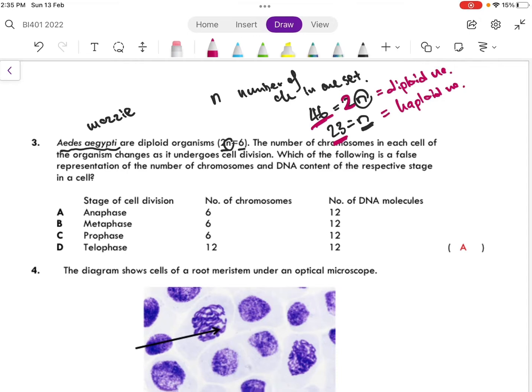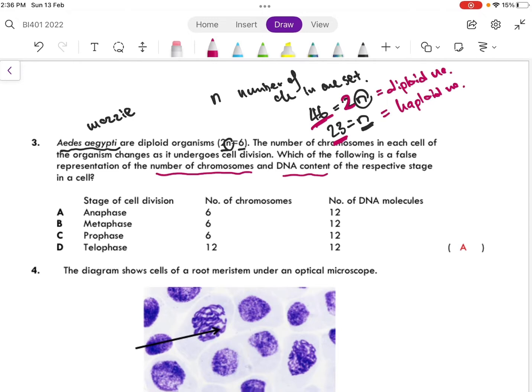Okay? So, which of the following is a false representation of the number of chromosomes and DNA content of the respective stage in a cell? Do take note, number of chromosomes and DNA content, actually they are two separate things. Why? Okay, I'll give you an example.